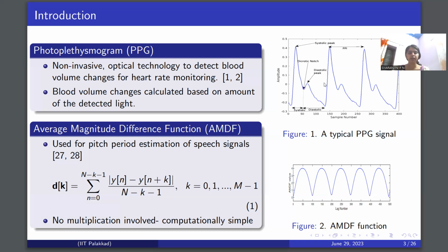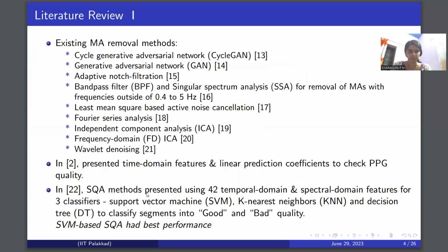The next is the average magnitude difference function or the AMDF function. The AMDF function is shown on the right for the PPG signal shown above. The AMDF function, like the autocorrelation function, is used for the pitch period estimation of speech signals in literature. In this research, we have used AMDF for the pulse rate estimation because of the simplicity of computation of AMDF, as no multiplications are involved, as clear from the equation.